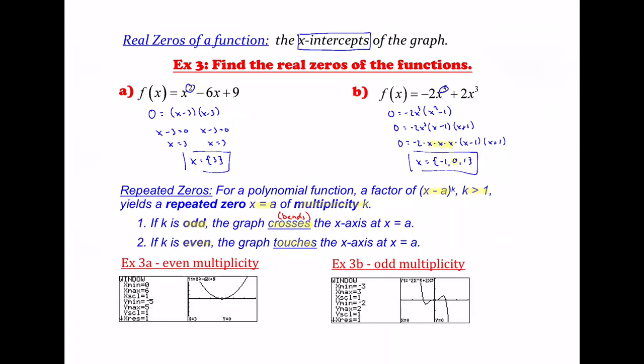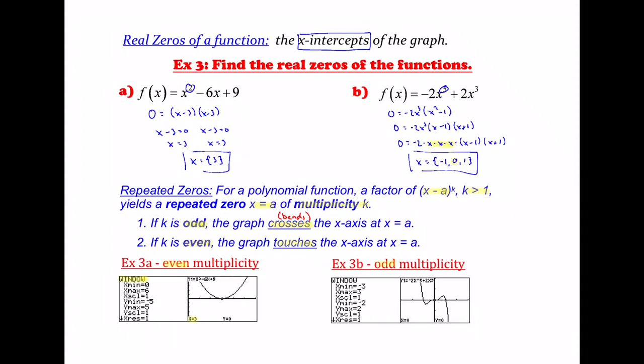If you have an odd multiplicity at the x-axis, you'll see it kind of bend and almost level out a little bit and then continue on. So here are 2 examples from above. Example 3a is an even multiplicity. You can see my window picture of the graph because I zoomed in on the x-axis here. I changed the window from the standard viewing window. You can see the graph goes down, touches at x equals 3, and then goes back up. It does not cross through. So that's what happens when you have an even multiplicity.